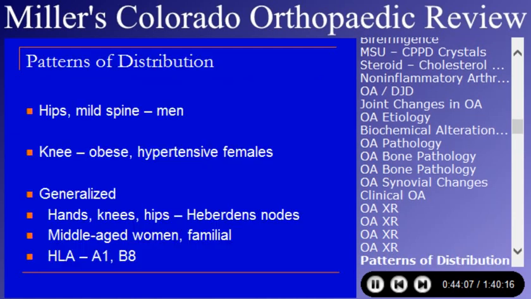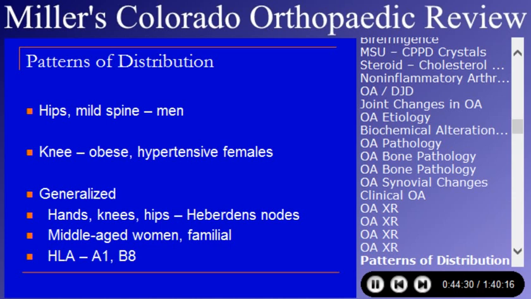There are some patterns of distribution in men. It's common in the hips and relatively mild in the spine. Bad knee arthritis is seen in obese hypertensive females, and I don't know how y'all's university is, but boy, at our universities it seems like there's an awful lot of these people getting knee replacements.